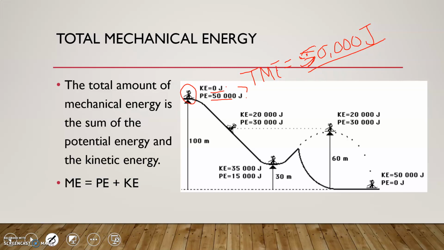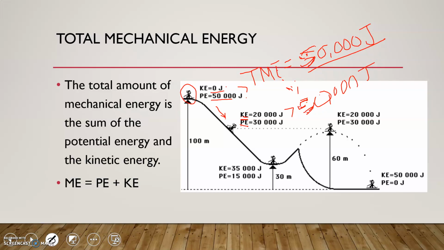So again, as you go down a hill, that potential energy is going to basically turn into kinetic. So we are now gaining some velocity, so we're going to be gaining some kinetic energy. We see that we've lost potential energy. We've lost 20 joules of potential energy, and that potential energy is now kinetic energy. So if you add those two up, the total mechanical energy is still that 50,000 joules.